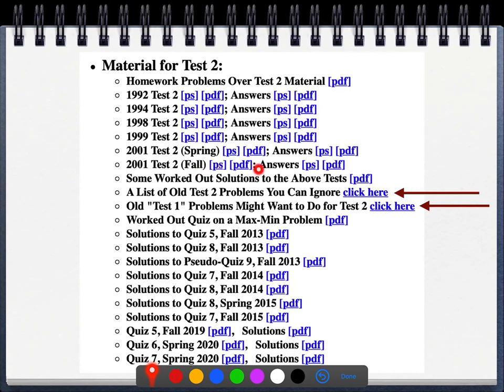And of course, you have all the old tests to look at and answers for them, as well as worked out solutions for many of the problems. In particular, I saw a lot of max-min questions there that are worked out for you.